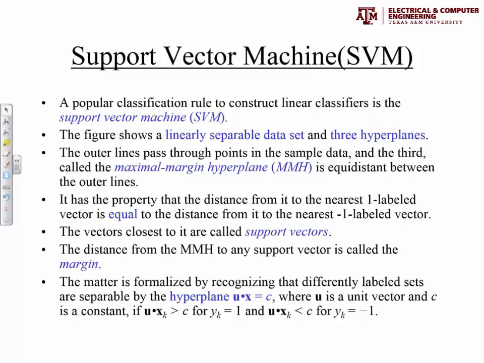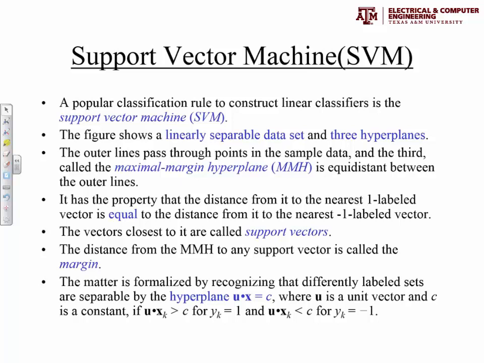So it has the property that the distance from it to the nearest 1-label vector is equal to the distance from it to the nearest -1 label vector. The vectors closest to it are called the support vectors. The distance from the maximal margin hyperplane to any support vector is called the margin, so half of that separation distance. The matter is formalized by recognizing that differently labeled sets are separable by the hyperplane. The dot product of u and x equals c defines a hyperplane.